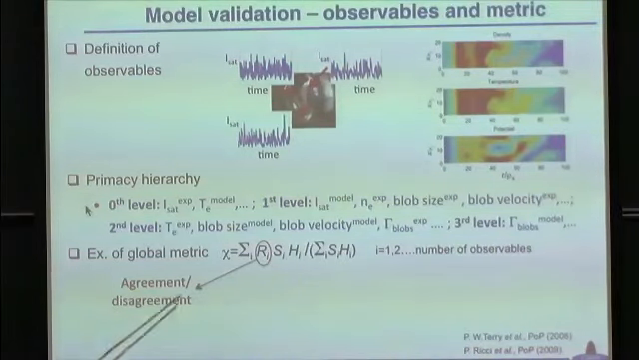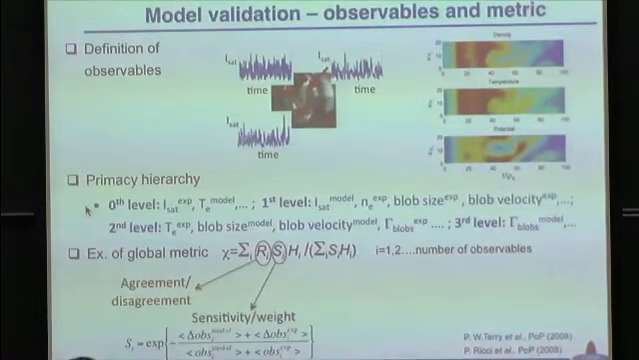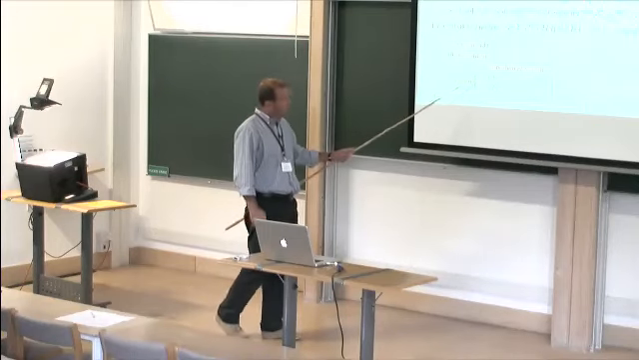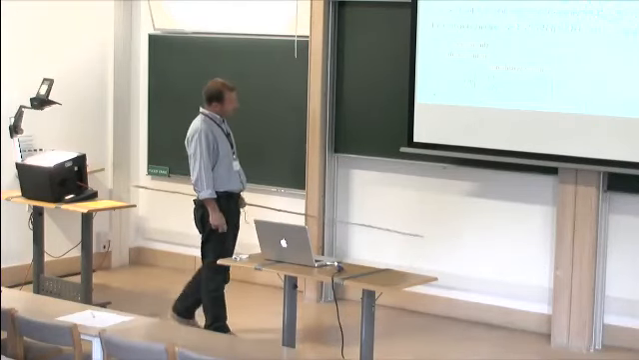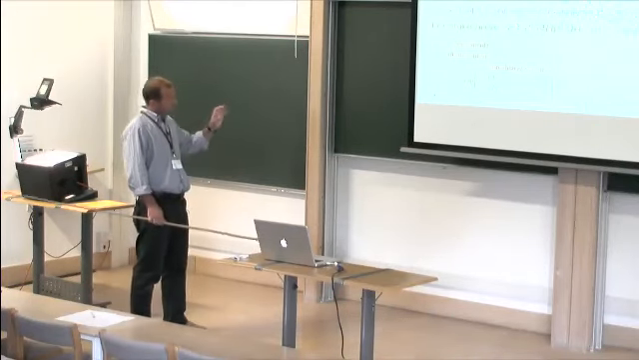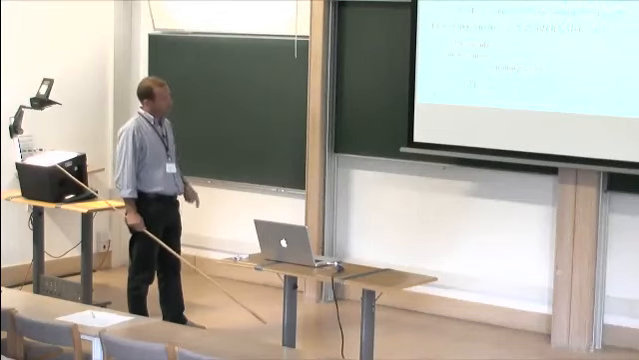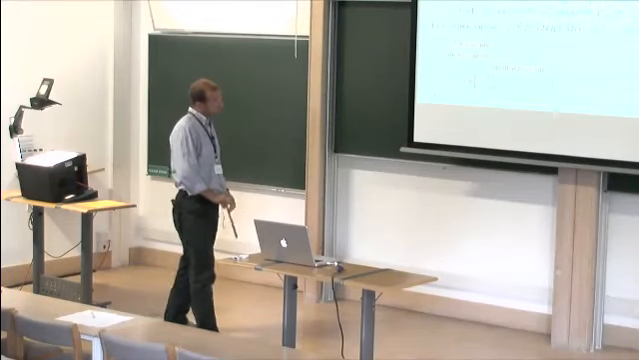Now, this may be sort of binary. We had a kind of smooth curve to go from 0 to 1, agreement versus disagreement. The second point is how much weight do you give to that particular comparison for that particular observable? And we calculate that in terms of the features of that observable, how much error characterizes that observable, both experimentally and theoretically.